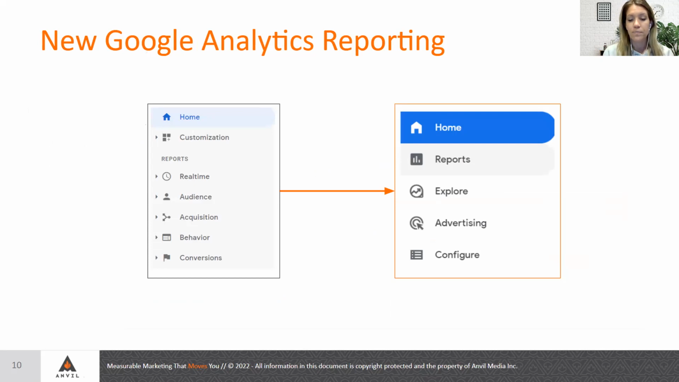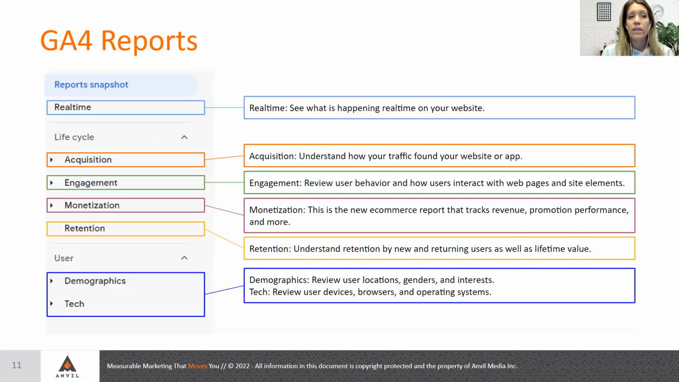So with the GA4 reports, we have a few different reports that we can really utilize. The first is the real-time report. This really hasn't changed from Universal Analytics. This is still the report that you can access to see what is currently happening in real time on your website. Acquisition is another report that really hasn't changed too much. This is where we will understand how traffic has found our website or our app.